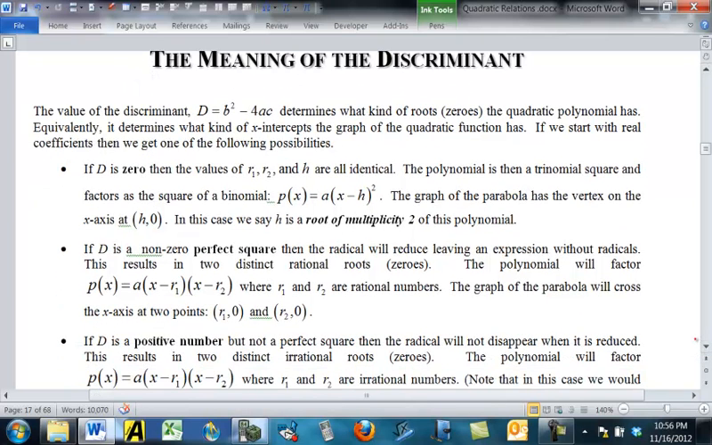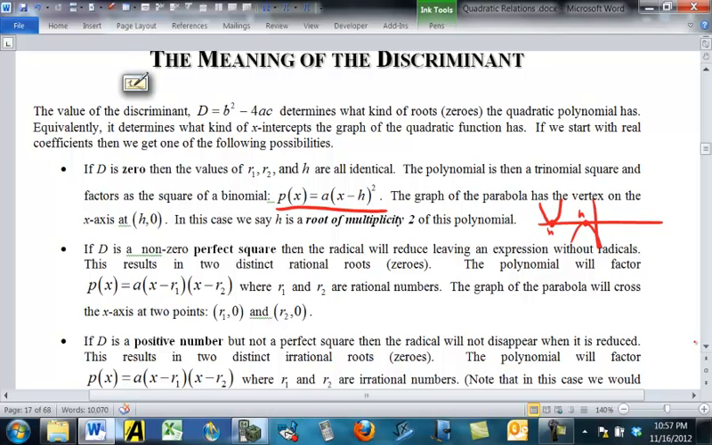The discriminant D has about 4 different cases. That's the b squared minus 4ac. If D is 0, then it turns out that r1, r2, and h are all identical, and the version of the equation that we have here is both the factored version and the vertex version. So it's both the standard form and the factored form. And since x minus h shows up as a factor twice, it's called a root of multiplicity 2. What happens is the vertex is on the x-axis. That way if a is positive, and if a is negative, it's this way. But it touches there at h.